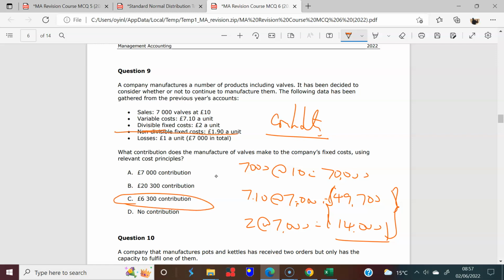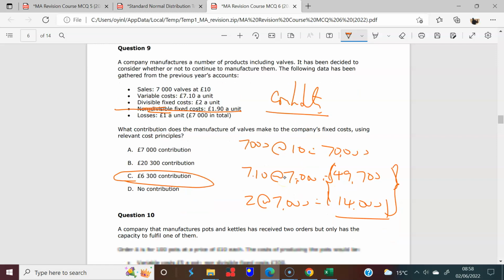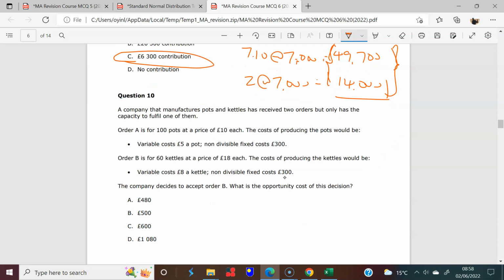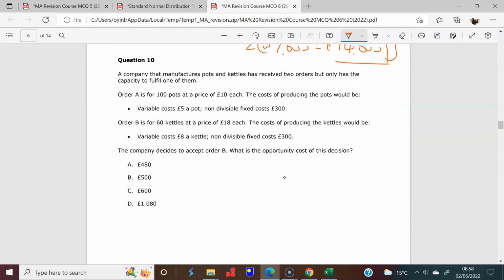We don't include these because these are non-divisible. What non-divisible means is that they are large overheads that we have apportioned based on some base. They're not directly connected to that department at all. So always leave that out when making this decision. The point is that this non-divisible cost will be there whether or not you stop making the product anyway. So it's not relevant in that decision.